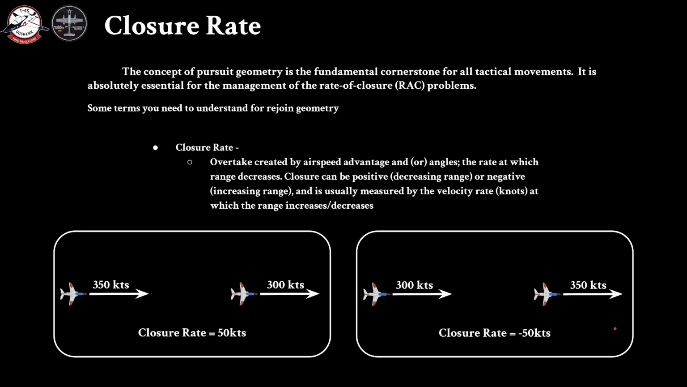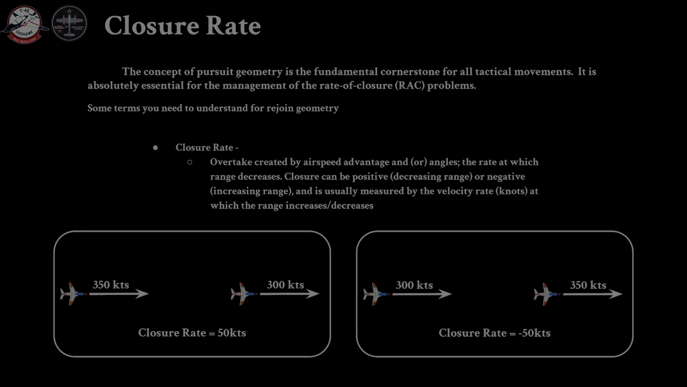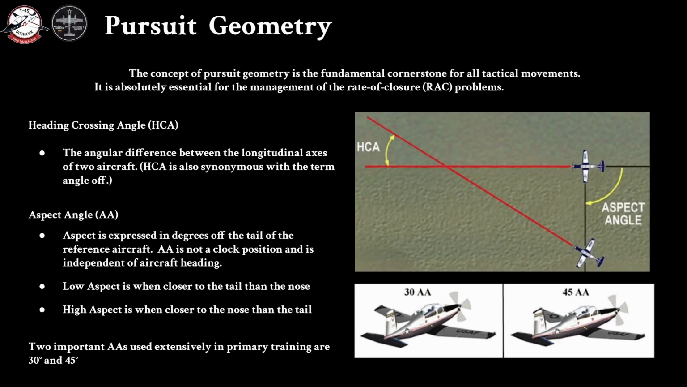Okay, this closure rate speed differential is just one part of the equation that makes up how to figure out closure rate as a whole. So the next two concepts we're talking about are heading crossing angle and aspect angle. These are huge, very, very important for establishing a good rejoin and intercept, right? We really need to understand these because you're going to see these again when it comes to tactical concepts like basic fighter maneuvers, tactical intercept, things like that.